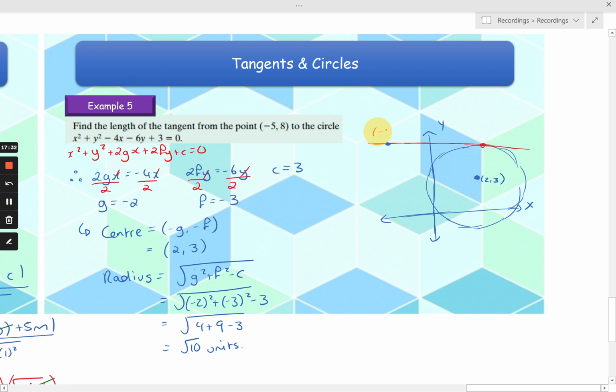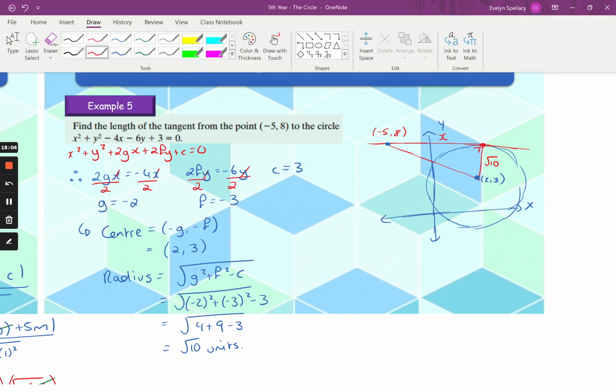So I have minus 5, 8. I don't know the point of intersection. I know that this centre is 2, 3. And if I connect these three, I can see it starts to form a right angle triangle. I know that this side is the radius, so it's going to be the square root of 10. I don't know the distance here, which I'm going to label x, which is what they want me to find, the length of the tangent from the point minus 5, 8 to the circle. But I can find the distance between minus 5, 8 and 2, 3 using my straightforward distance formula.